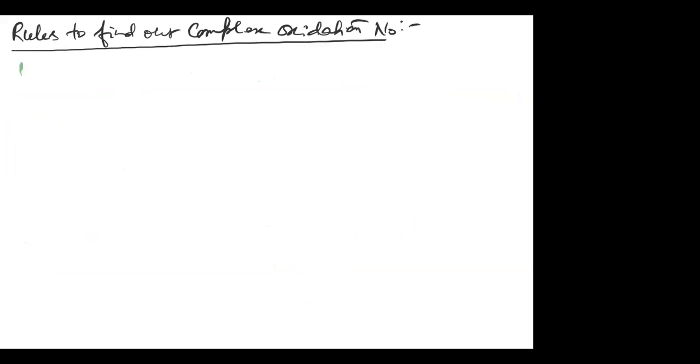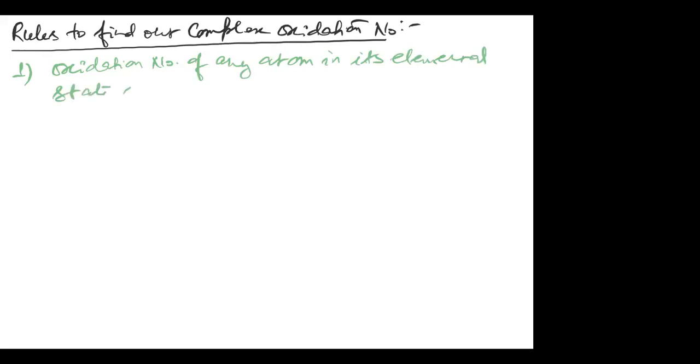First rule is, the oxidation number of any atom in its elemental state is 0. Oxidation number of any atom in its elemental state is 0.